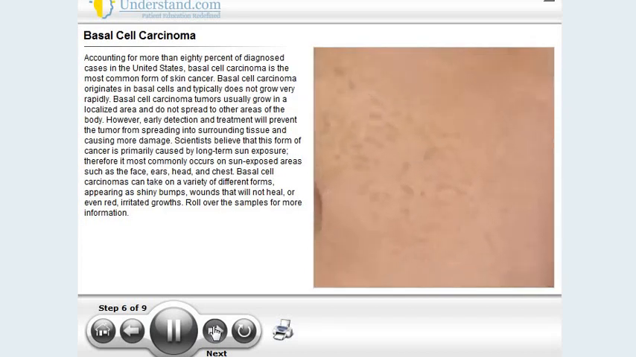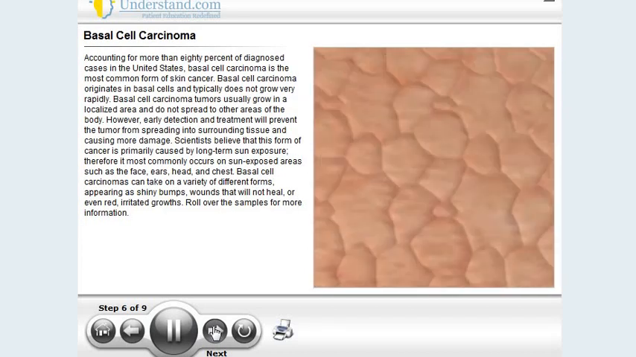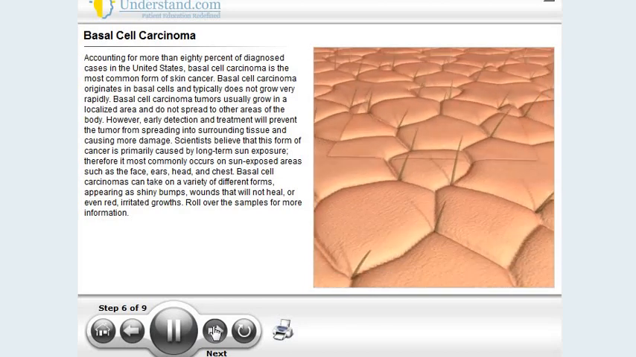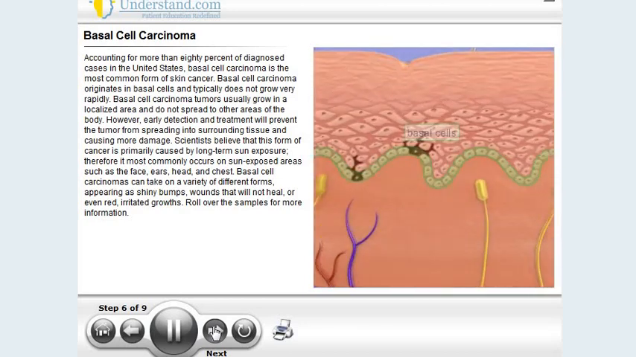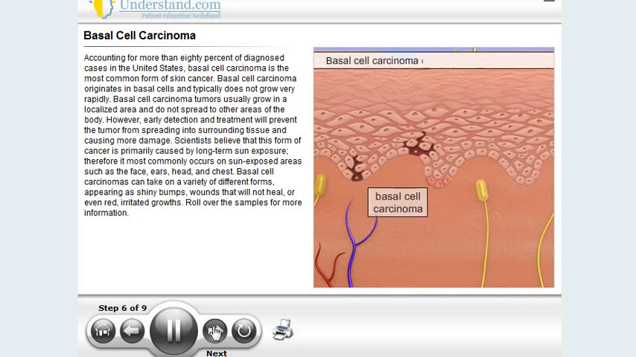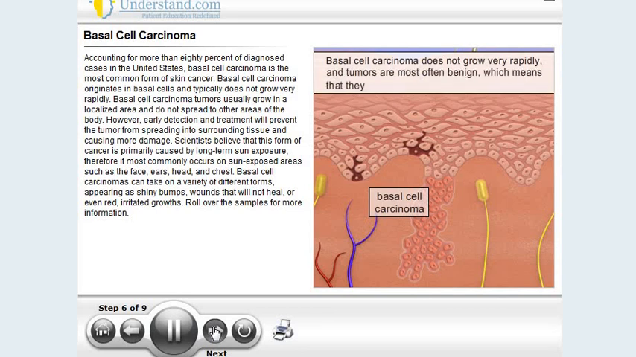Accounting for more than 80% of diagnosed cases in the United States, basal cell carcinoma is the most common form of skin cancer. Basal cell carcinoma originates in basal cells and typically does not grow very rapidly. Basal cell carcinoma tumors usually grow in a localized area and do not spread to other areas of the body. However, early detection and treatment will prevent the tumor from spreading into surrounding tissue and causing more damage.